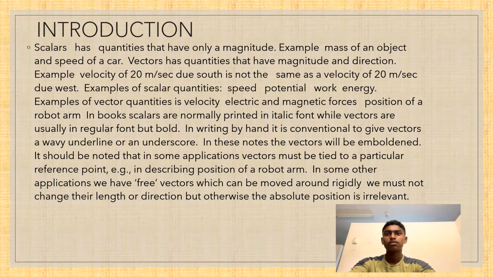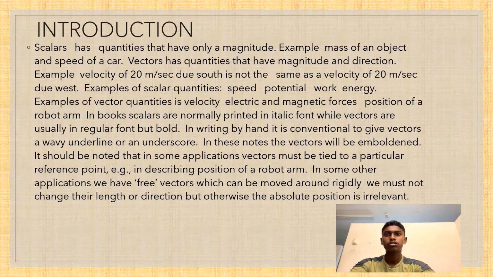Example: a velocity of 20 meters per second due south is not the same as a velocity of 20 meters per second due west. Examples of scalar quantities: speed, potential, work, energy. Examples of vector quantities: velocity, electric and magnetic forces, position of a robot arm.